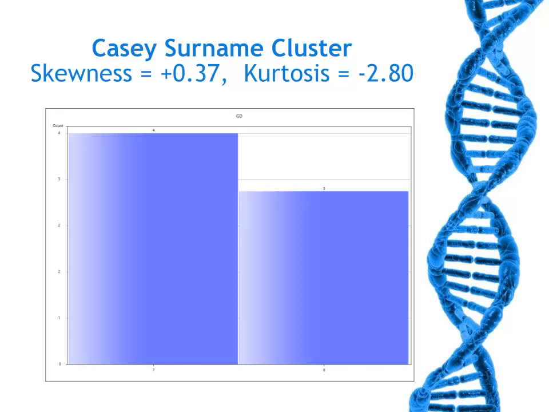And because it's a negative number, it's saying it's very, very flat and not high enough, and doesn't have any semblance of a bell curve. So this is not a very good normal curve as well.